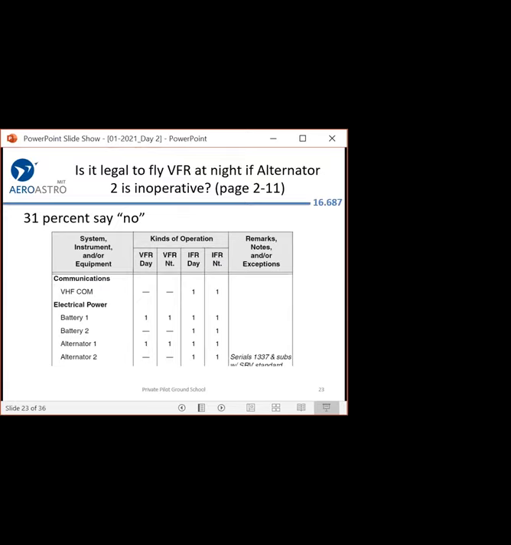What does that one refer to? It means you need one alternator one. Of course, having two would be very interesting. I don't know how you would have two alternator ones in an aircraft that's designed to hold only one. But yeah, it says you need one battery to fly VFR, one battery one.